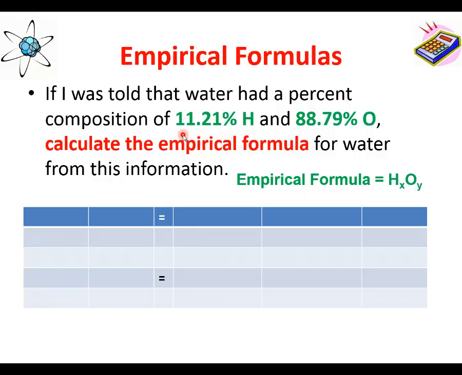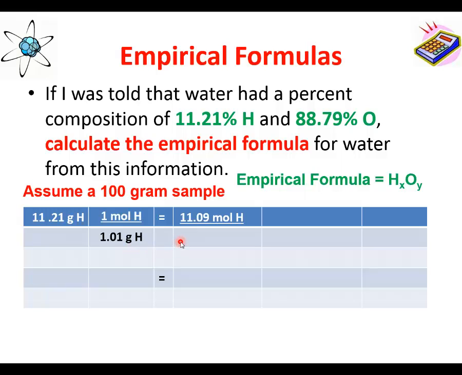So if I have a 100-gram sample, I must have 11.21 grams of hydrogen and 88.79 grams of oxygen. So we assume we have a 100-gram sample. I have 11.21 grams of hydrogen in that case, based on my mass percent value. If I look up the molar mass for hydrogen of 1.01 grams of hydrogen, divide by that for every 1 mole of hydrogen, this will give me how many moles in this 100-gram sample I have of hydrogen.